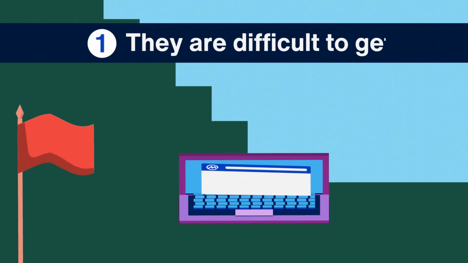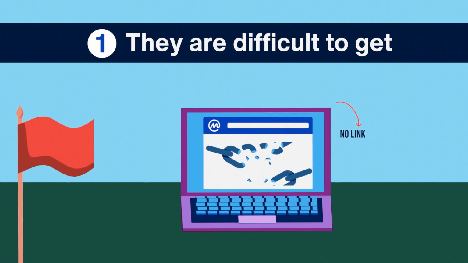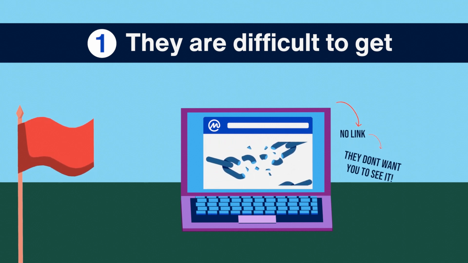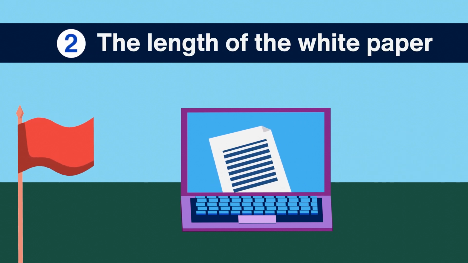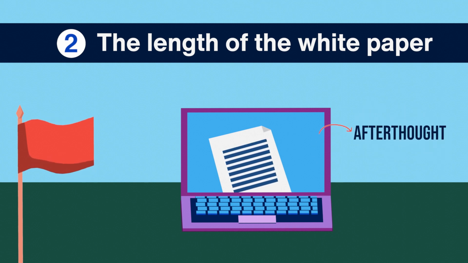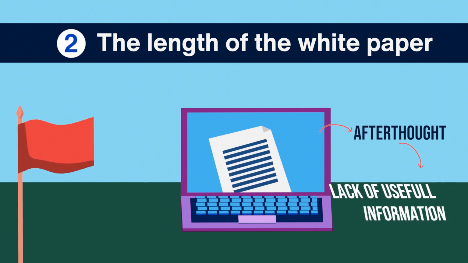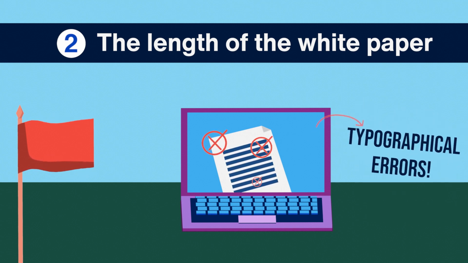First, they're difficult to get. If a team does not have a link to its white paper or a link to any other relevant documentation on their website, they probably don't want you to see it. Second, the length of the white paper. Now, you're probably wondering what the length of a white paper has to do with the authenticity, but it actually has a lot to do with it. A shady crypto project will probably just create a white paper as an afterthought to entice investors. Hence, such white papers will usually lack useful information that correlates with the project. In addition, such white papers often contain several typographical errors and spelling mistakes.